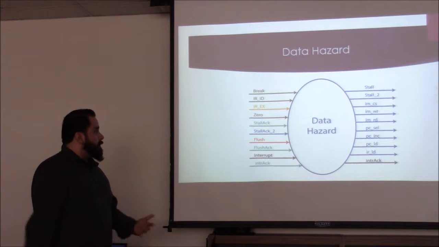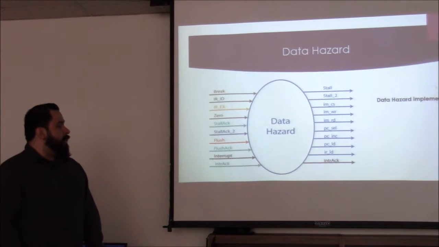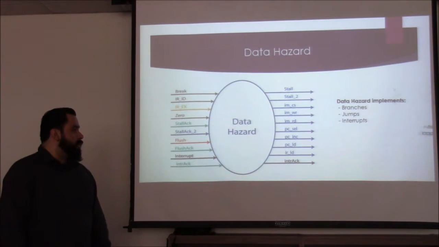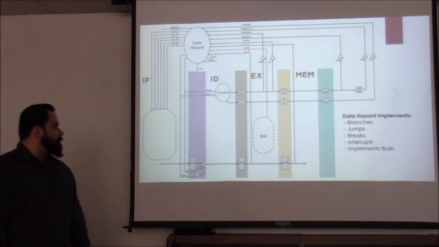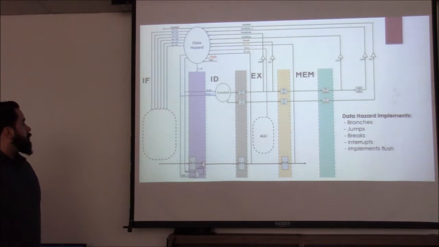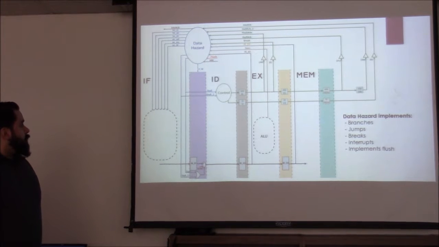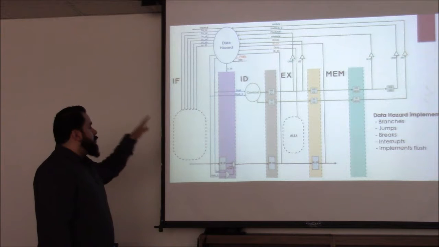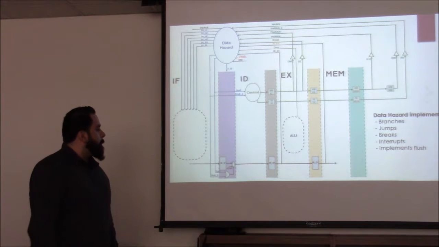So the next is data hazard. And data hazard implements a few things. Those are the branches, the jumps, the interrupts, as well as asserts and deasserts stall stages. This is just a visual representation of where the data hazard lives and how it ties into each stage of the pipeline.